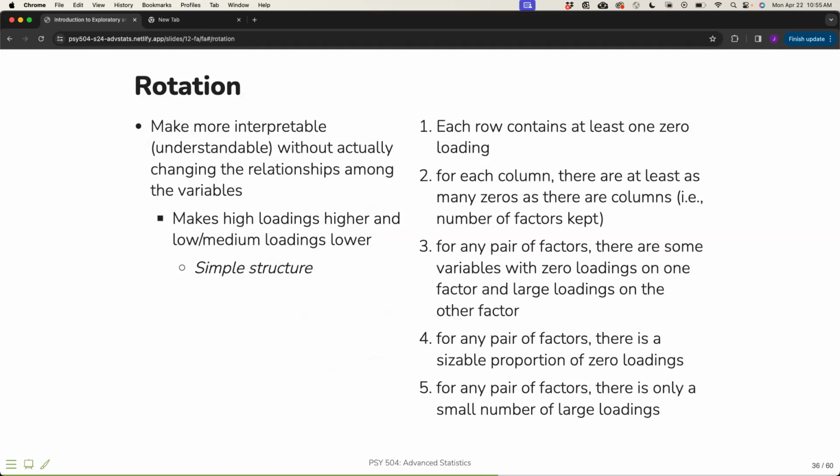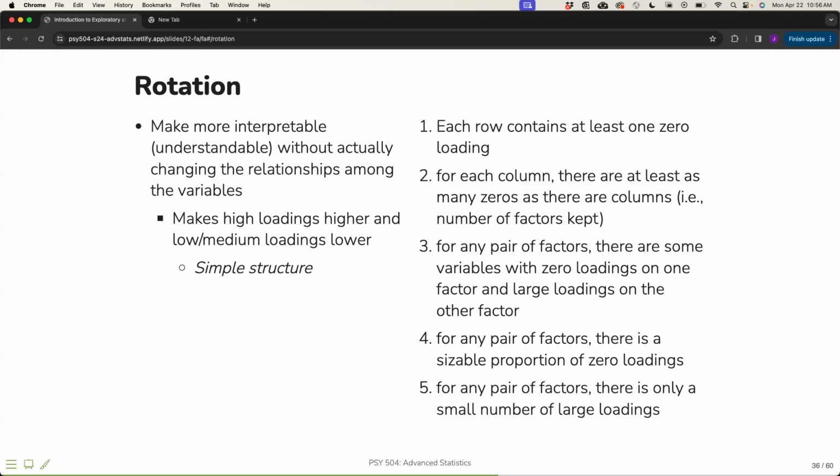The purpose of rotation is just to make our factor solution more interpretable. It doesn't do anything to the relationships among the variables or the variance explained. What rotation does is it makes the higher loadings higher and the lower loadings lower. This is done to achieve what's called simple structure in factor analysis parlance. And what simple structure is, essentially, is that each row contains at least one zero loading.